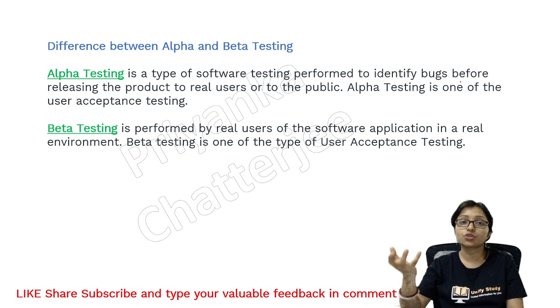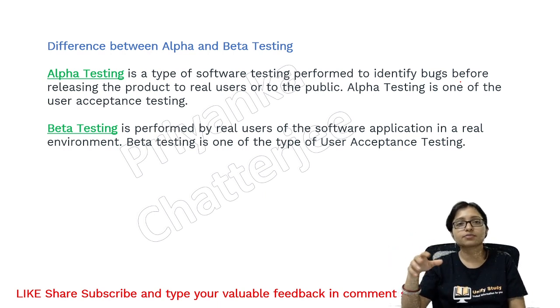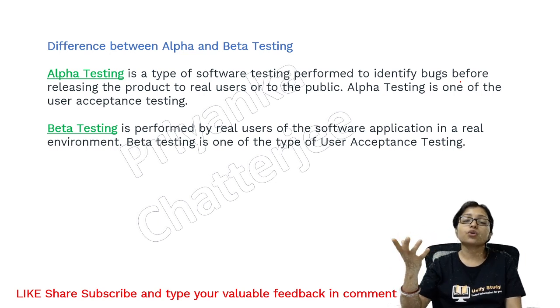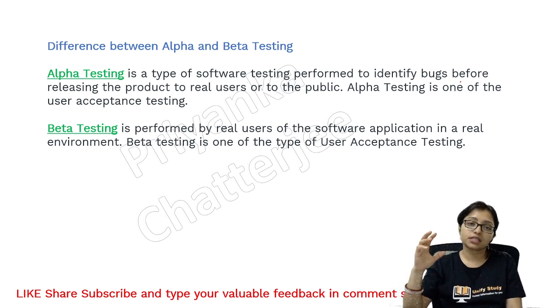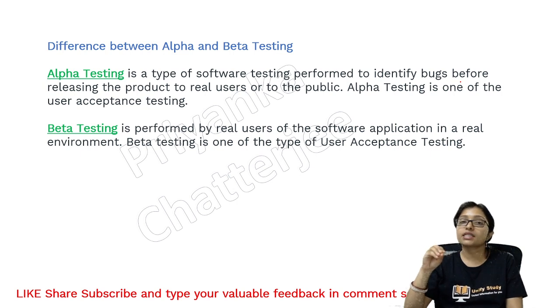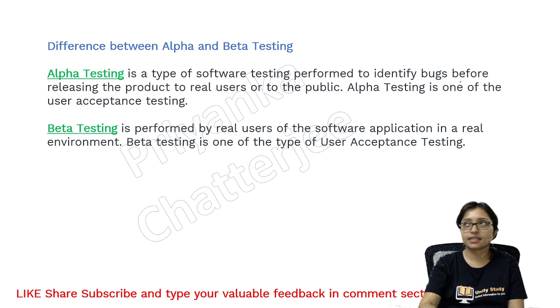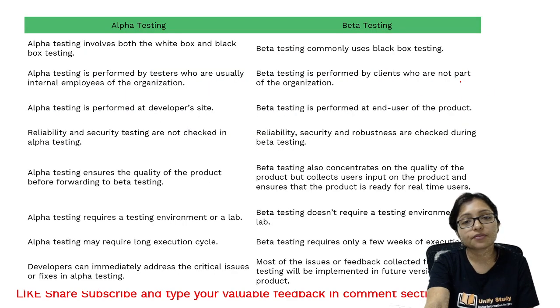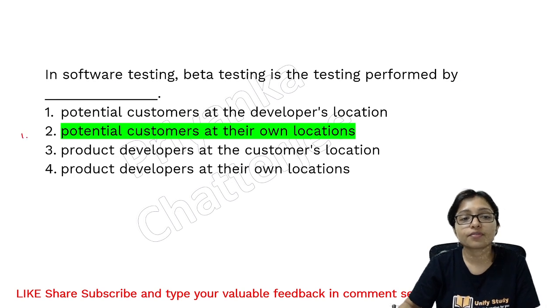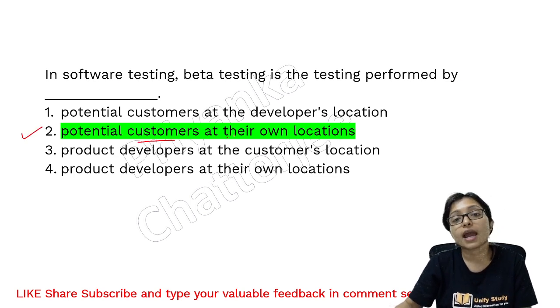So ultimately, real time users, customers and clients are doing this type of testing. Sometimes they don't even know they are doing testing, because we sometimes download the beta version and use it without knowing that this is also part of testing. We are using it in our home, in our own area, and that is called beta testing. So that's the difference between alpha testing and beta testing, and you can see the answer will definitely be potential customer at their own location.